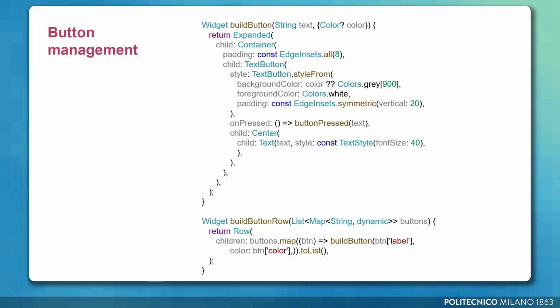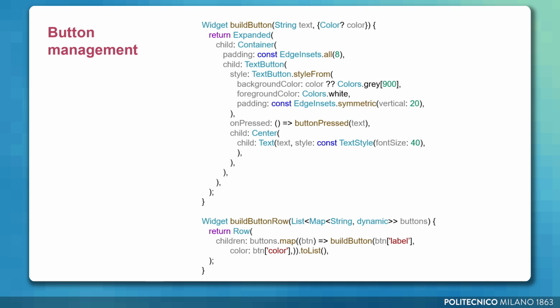Within the calculator screen state class, we need to generate 16 buttons for the calculator interface. While we could create each one manually, that would result in overly long and cluttered code. To keep things clean and structured, we use helper methods to manage each button and row of buttons. The build button method is responsible for creating a reusable button widget. It takes a text parameter for the label and an optional color parameter to define the button's background.